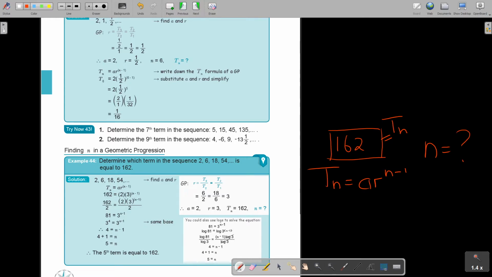And now I put 162. And now I don't know, I know A. What is A? 2. And I know, and now I'm back with chapter 5, indices, or in this chapter. And what is the value of R? I know 6, it's also 3.